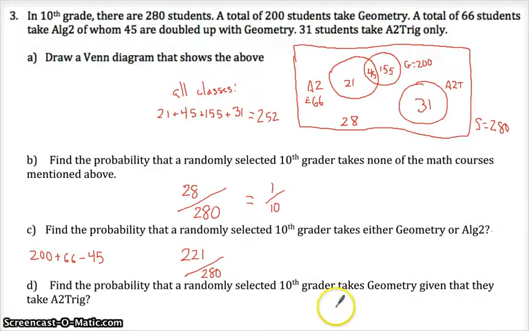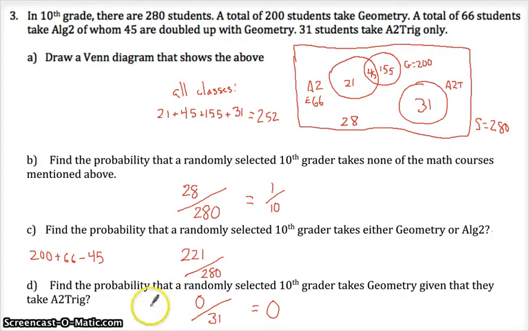And the last one, find the probability that a randomly selected 10th grader, out of 280, takes geometry, given that... Oh, no. The 280 is not right. Given that changes everything, right? Remember that. Given that they already take algebra 2 trig, so out of the algebra 2 trig people, how many of those also take geometry? Well, it's 0, isn't it? There's nobody that takes both.